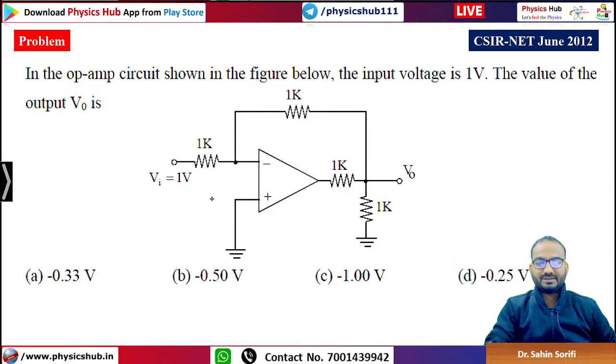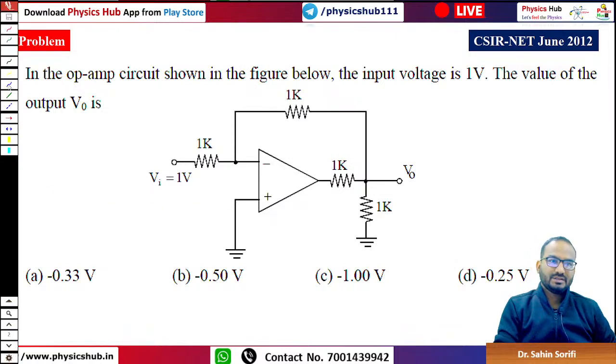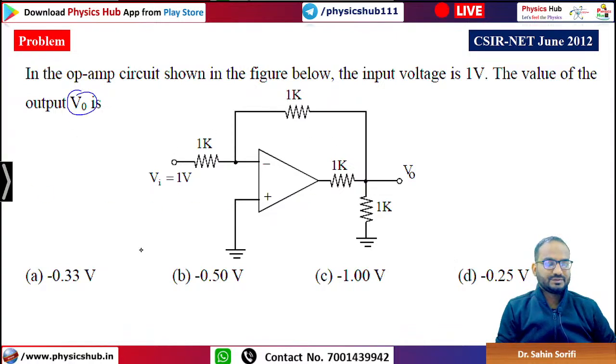Look, in this OPAMP circuit, if you closely look at, input voltage is 1 volt, that is okay. Input resistance 1 kilo ohm, this feedback resistance 1 kilo ohm. Now this V0, you have to find out this output value V0. Now you can see V0 is here, so you can imagine it here also, here also. And as this OPAMP has infinite input impedance, ideal OPAMP has infinite input impedance. What does it mean? The current will flow via this path. Okay, so what will be the value of the output V0?